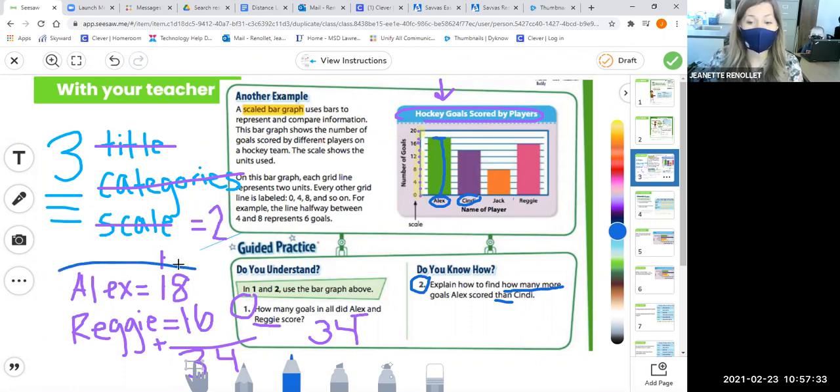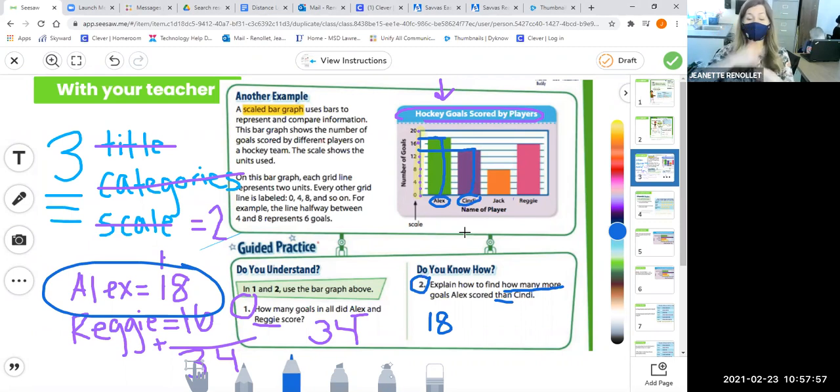Okay, we already learned that Alex scored 18. He was at the 18 mark. So Alex was 18, okay? And then Cindy, let's figure out how many Cindy scored. Her bar goes up to here and goes over to here. Notice that Cindy's bar is in between 12 and 16. So if we're skip counting by twos, 0, 2, 4, 6, 8, 10, 12, 14. Cindy is at 14.